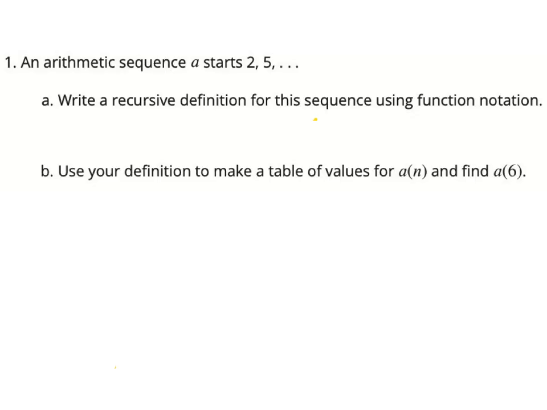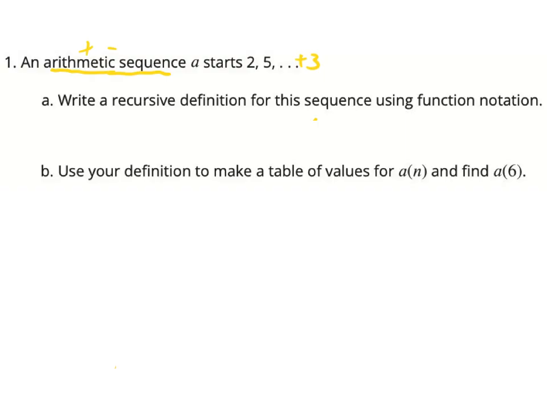Okay, an arithmetic sequence starts 2, 5. All right, so the first thing we do when we see an arithmetic sequence is underline arithmetic sequence and write plus minus over it. Figure out your change. 2 to 5, I have to add 3 to get from 2 to 5.